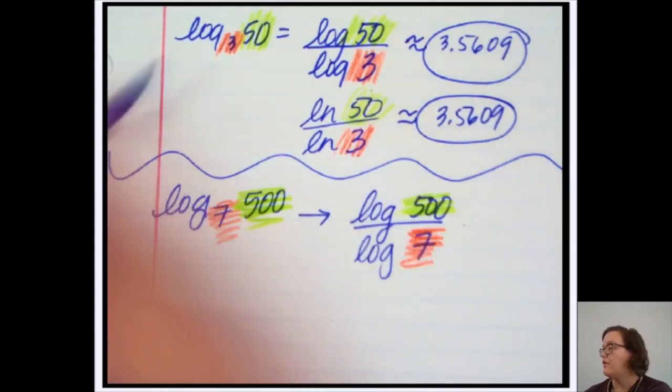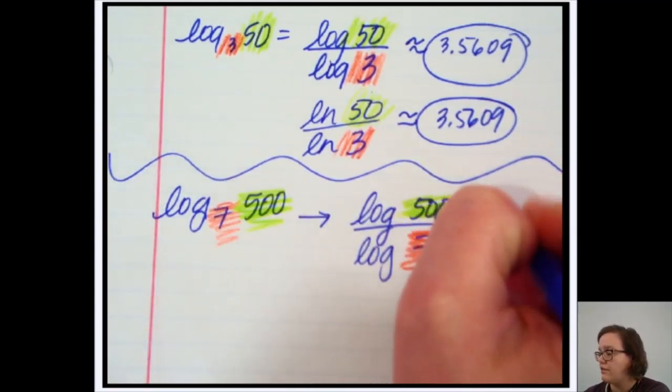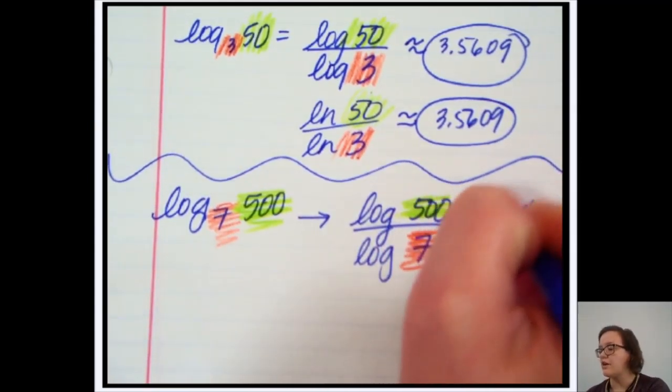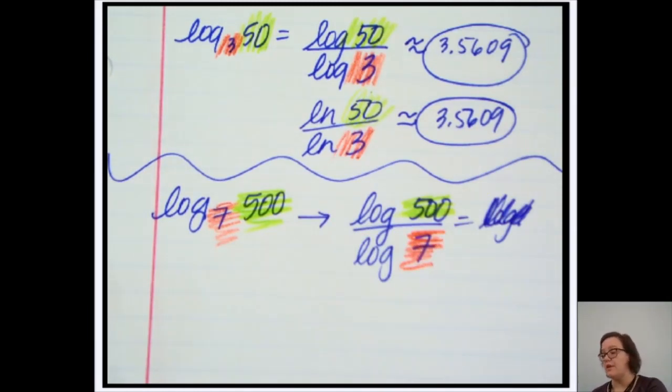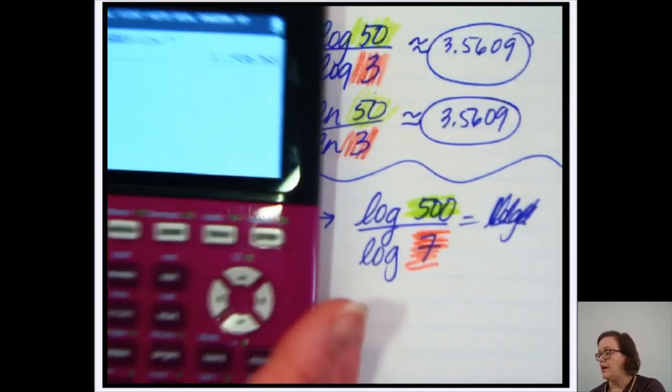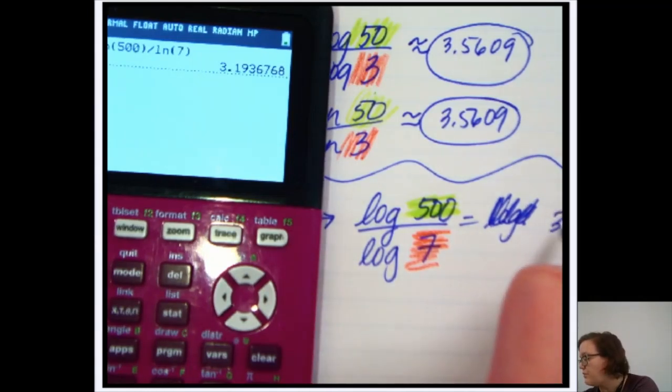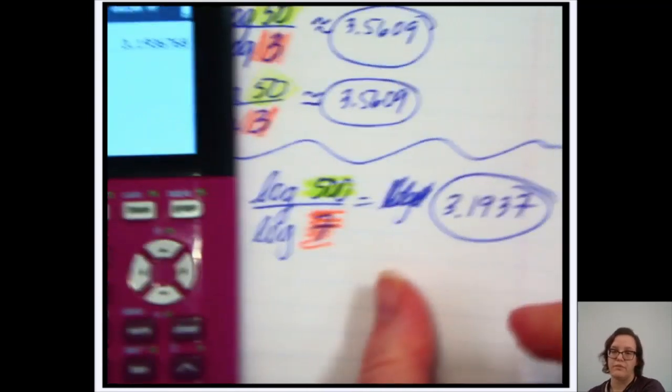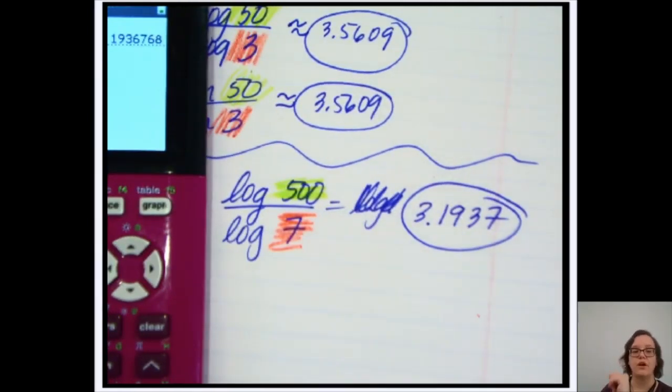So we get log of 500 over log of 7, or remember you can do natural log of 500 over the natural log of 7. Does not matter which one. And so we get approximately 3.1937. And again, it doesn't matter if you do log or natural log. So that is what the change of base formula is. It's a great tool that lets us approximate logs.